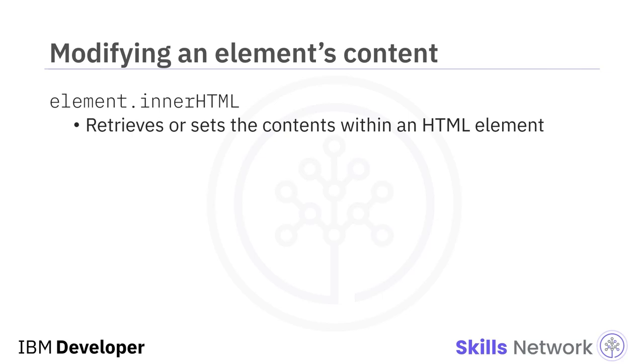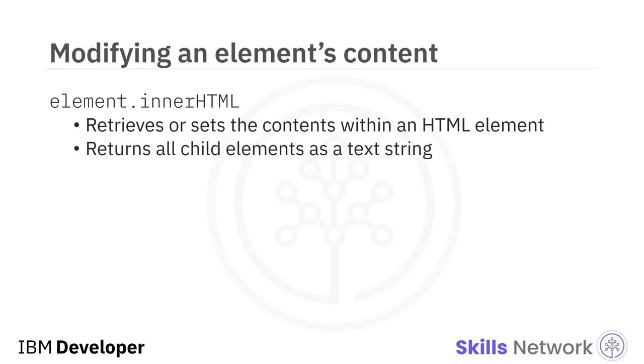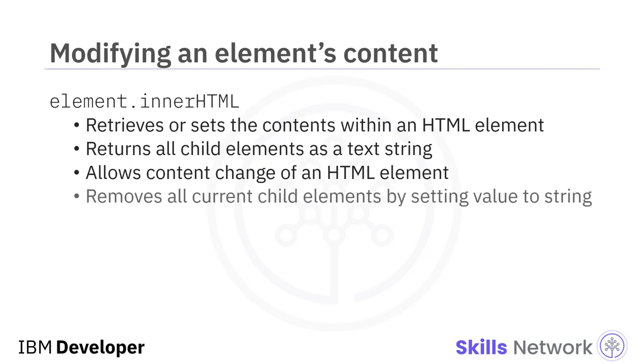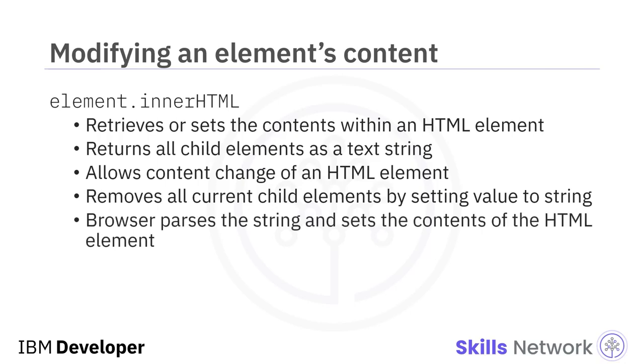The element.innerHTML property retrieves or sets the contents of an HTML element. The innerHTML property returns all child elements as a text string. With element.innerHTML, you can change the contents of an HTML element by setting it to a text string that can include HTML tags. Setting the inner HTML value of an element to a string removes all of the current child elements. The browser then parses the string and sets the contents of the HTML element.